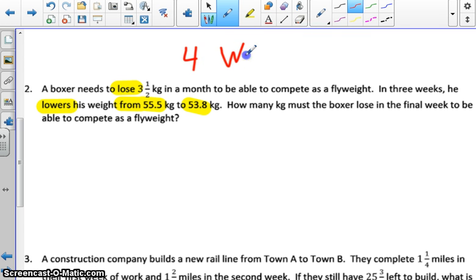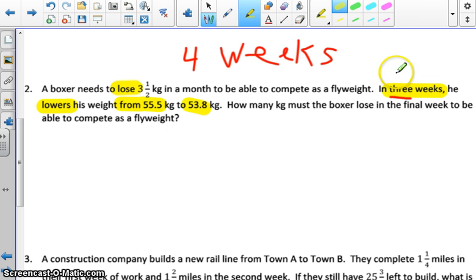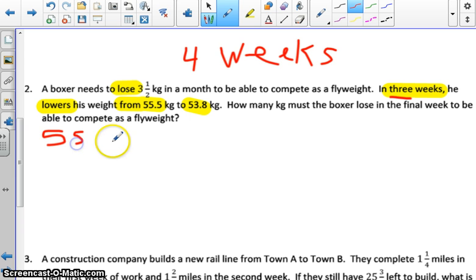Let's just put that up here. Keep a mental note, and the visual helps up here. If we just keep it up at the top, 4 weeks to compete in a flyweight. In 3 weeks, let's highlight that too. In 3 weeks, he lowers his weight from 55.5 would be the starting, that's week 1, to 53.8 would be the third week. That's the third week.